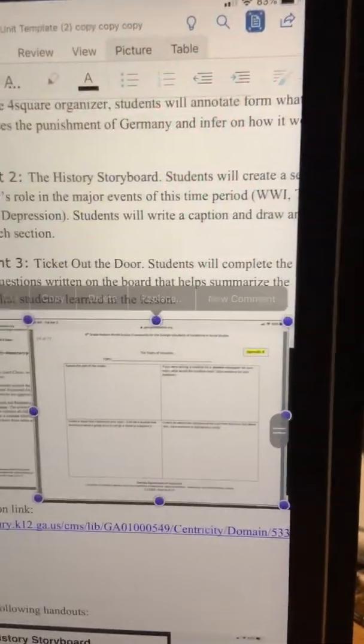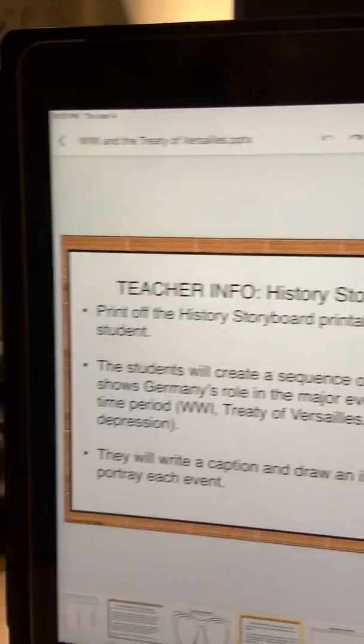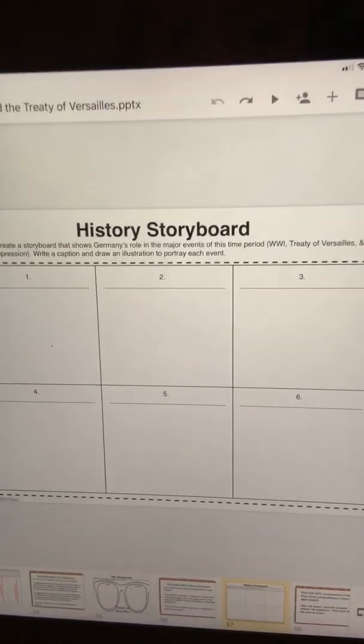And so the second one is the history storyboard, where students will create a sequence of events that shows Germany's role in the major events of this time period. Basically, they will show the way that Germany contributed to World War I, the Treaty of Versailles, World War II, and the Great Depression. They will illustrate these events and write words about the events and how they all connect, or how they all follow one another. It is another way of showing the comprehension of students.